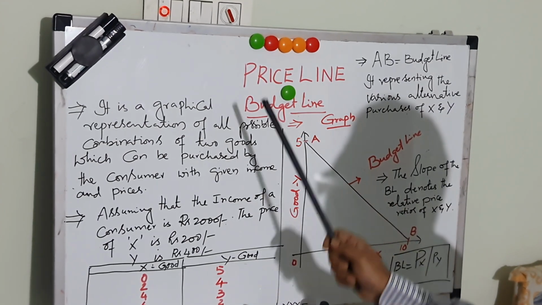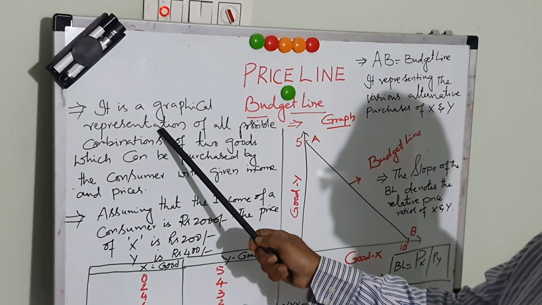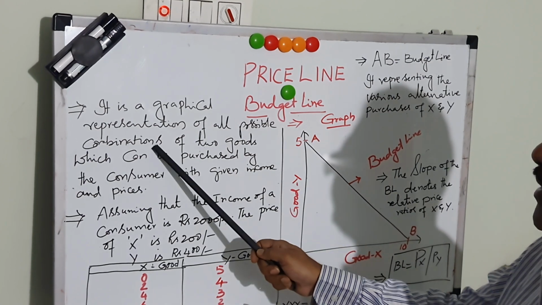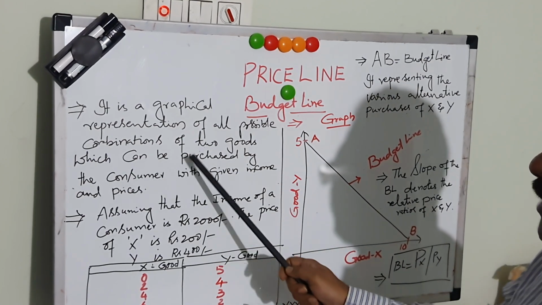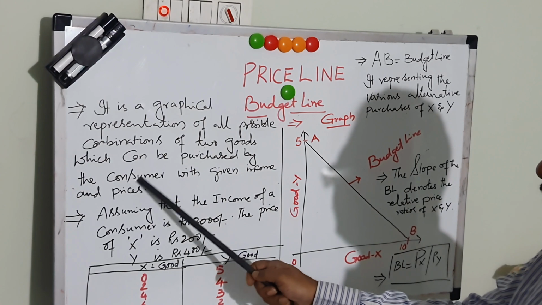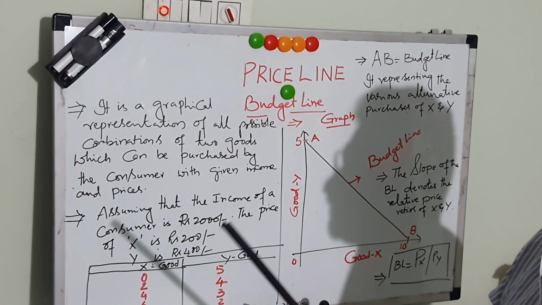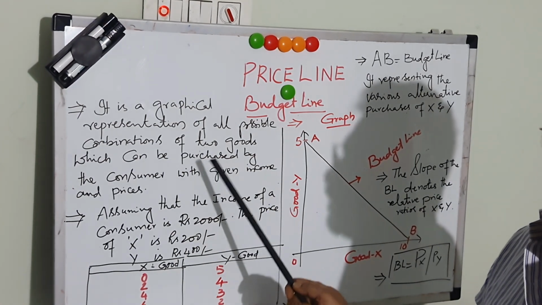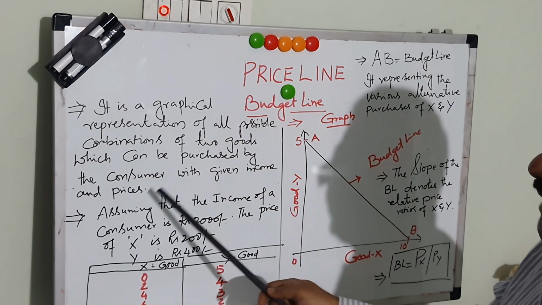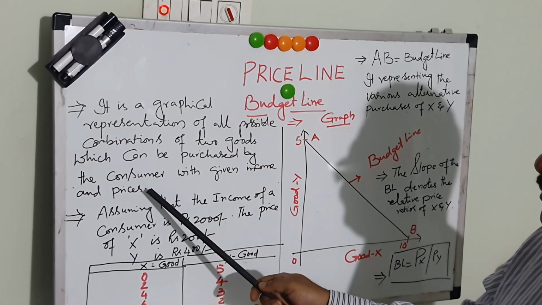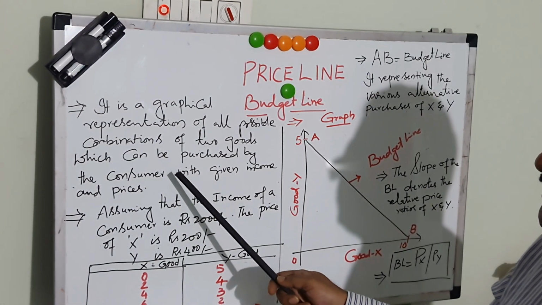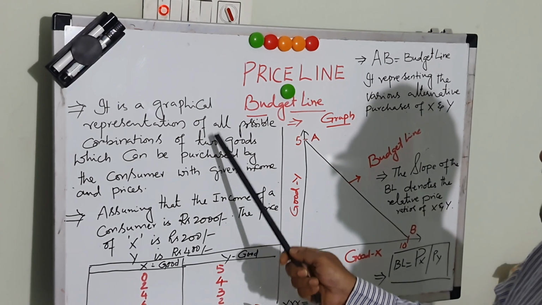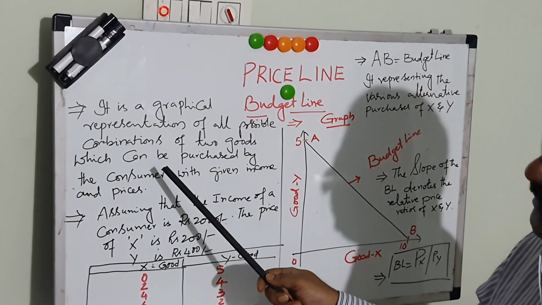Price line or budget line is a graphical representation of all possible combinations of two goods which can be purchased by the consumer with a given income and prices. The income of the consumer and the prices of goods decide the combination of two goods that the consumer purchases in the market.